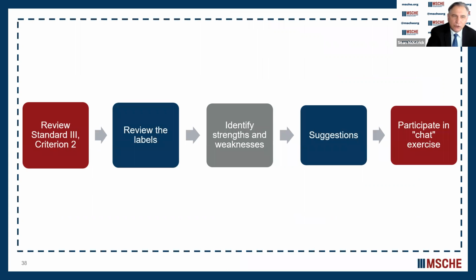So what we're going to ask you to do, if you have not had a chance to do so already, and don't panic if you haven't, we'll provide it in a subsequent slide: first, review standard 3 criterion 2. Then in our fake evidence inventory, Poughkeepsie Institute, review the labels. Then, reflecting on the areas of quality that Anne mentioned, identify strengths and weaknesses and make some suggestions by accessing the chat function in today's webinar.